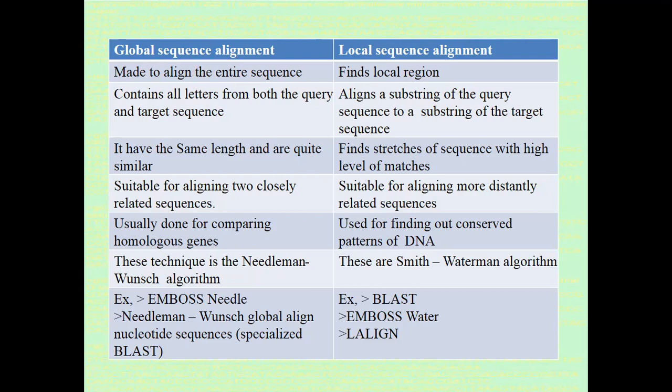Global alignment is suitable for aligning two closely related sequences. However, local sequence alignment is suitable for aligning more distantly related sequences. Global is usually done for comparing homologous genes. However, local sequence alignment is used for finding conserved patterns of DNA, because a conserved pattern has a small number of amino acids as a region.